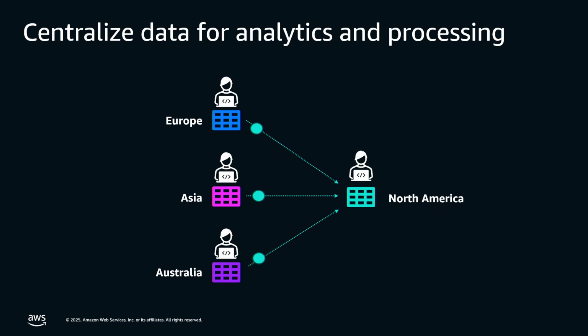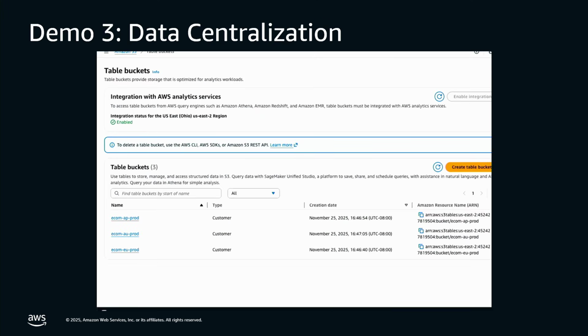We're suggesting here actually to combine it by replicating all the data into the region closest to Aritra. So we're going to replicate it to one region in North America, for example, US East. And let's see exactly how we're going to do that. So this is the data that we're working with. We have 3 table buckets: e-commerce Asia Pacific, e-commerce Australia, e-commerce Europe.